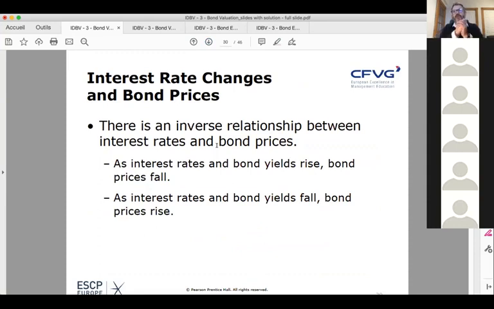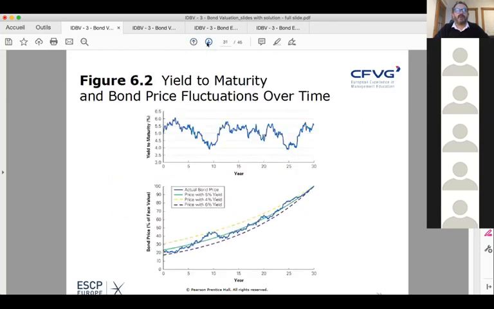Just to conclude about the bonds, there is obviously an inverse relationship between interest rates and bond prices. When interest rates go up and bond yields rise, the bond prices will fall. And on the contrary, when interest rates and bond yields fall, the bond prices rise. So this is something we identified already, so maybe this is one of the takeaways of the day, for those of you who don't know bonds very well.